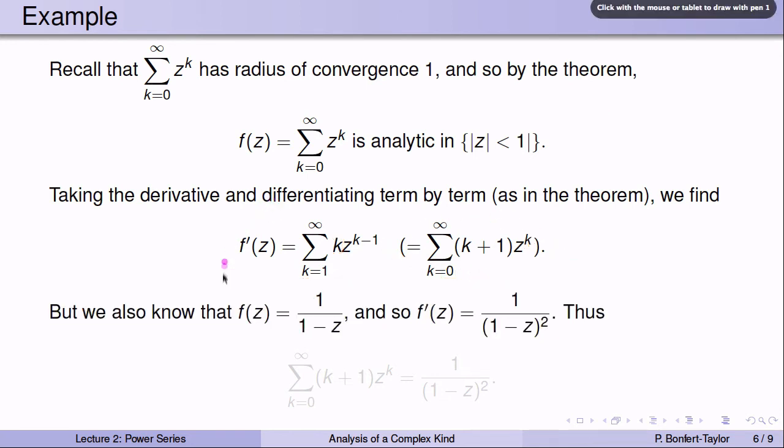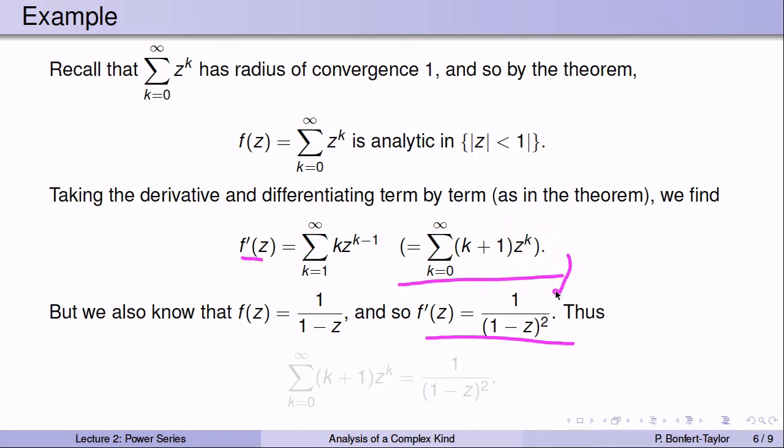So now remember, we also know that f of z is 1 over 1 minus z, and so we know the derivative of 1 over 1 minus z, which is 1 over 1 minus z quantity squared. So I found two ways to express the derivative of the function f. And since both are the derivative of the same function, these two things must agree with each other. And I therefore find that the sum of k plus 1 z to the k is 1 over 1 minus z quantity squared. So I was actually able to evaluate a new series and find its value using the fact that the derivative of my power series can be taken term by term.